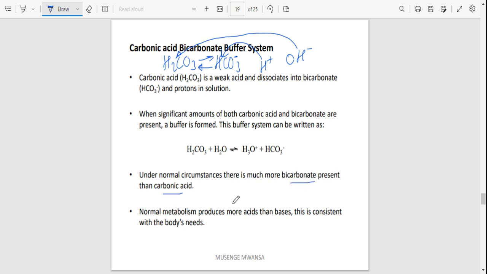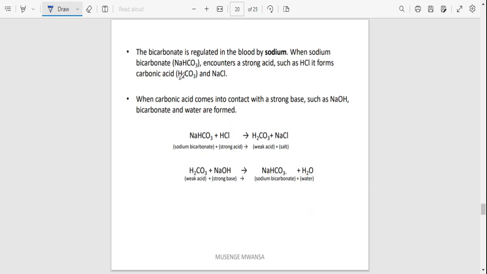That is because normal metabolism in the body is going to produce more acid than base according to the needs that the body is in. So the bicarbonate is going to be regulated by the sodium, as we said earlier. You don't want to have a situation where I've got this thing which has got a negative. That is why we're going to say this is attached to a sodium, just to regulate the charge.